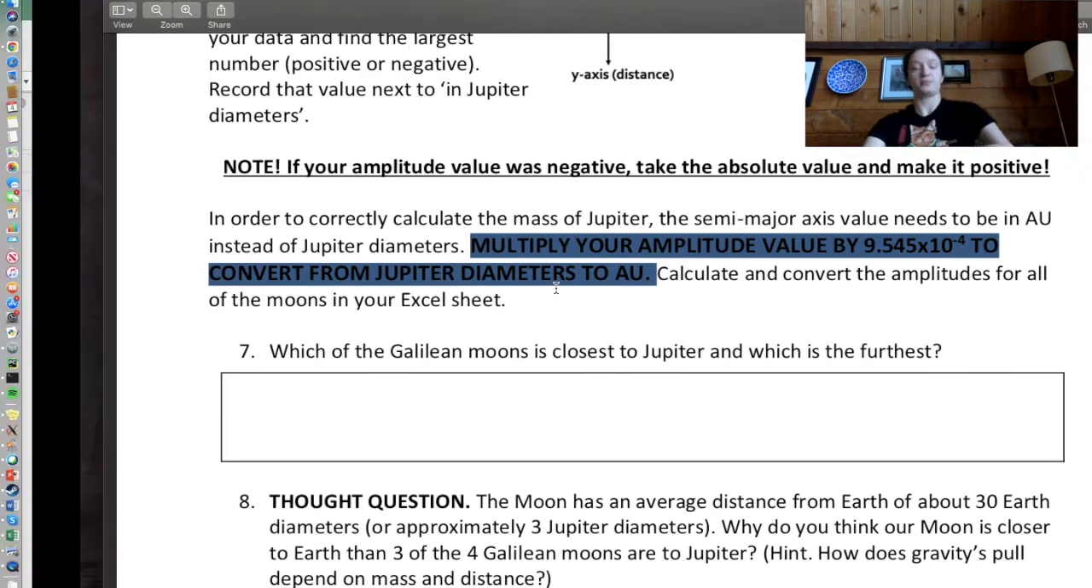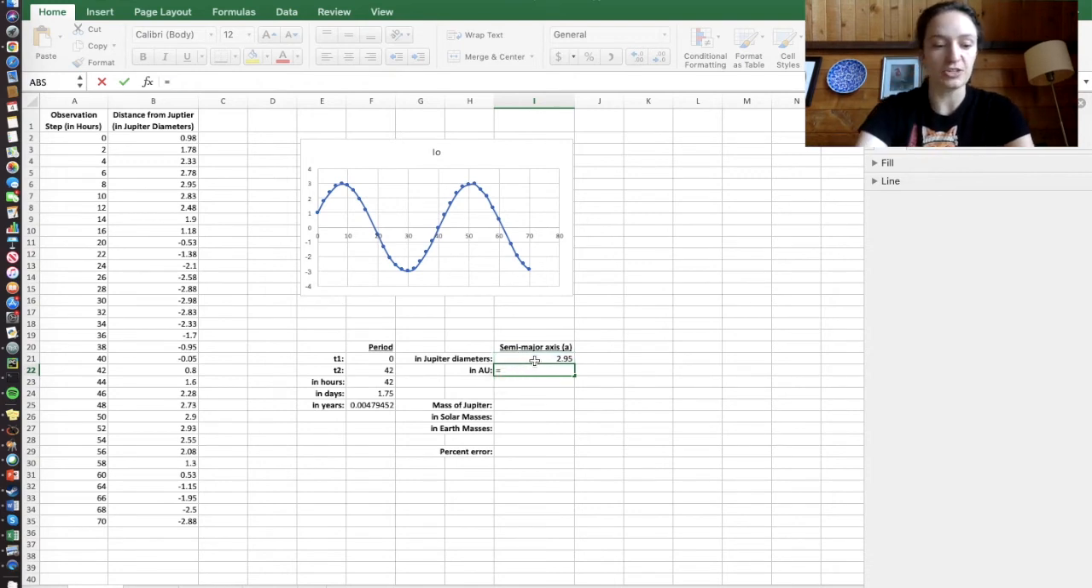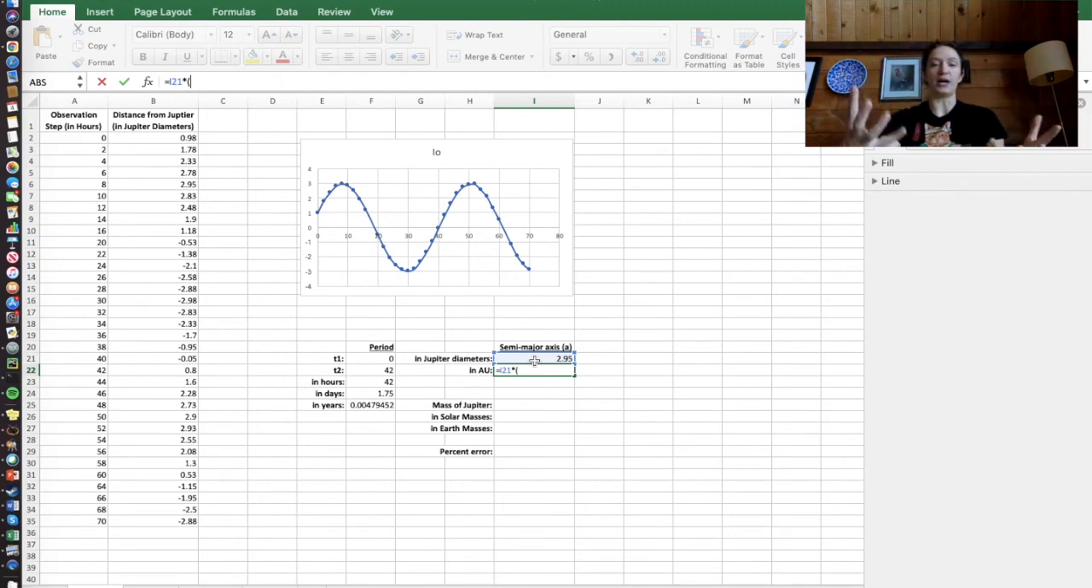So to do this, again, you're going to do an equation. So you're going to click on the box you want. You're going to do an equals sign. You're going to go up to your equation bar, click in that. I'm going to click my 2.95, and then I'm going to do asterisk, which is the symbol for multiplication. Then I'm going to do parentheses just to make sure that it multiplies this number by the entire next number that I give it.